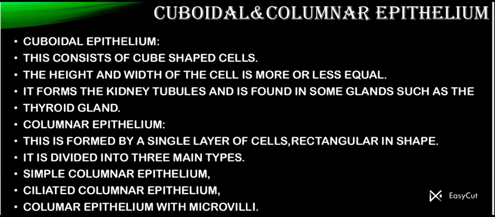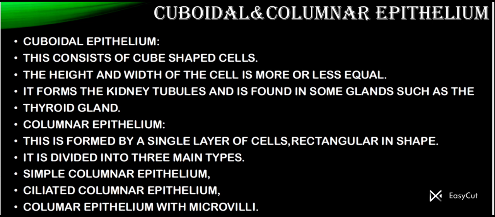The third type of simple epithelium is columnar epithelium. What is the shape of the columnar epithelium? It is rectangular in shape. The height of the cell is greater than their width. Again, the columnar epithelium is divided into three main types: simple columnar epithelium, ciliated columnar epithelium, and columnar epithelium with microvilli. Simple columnar epithelium is present just inside the stomach.